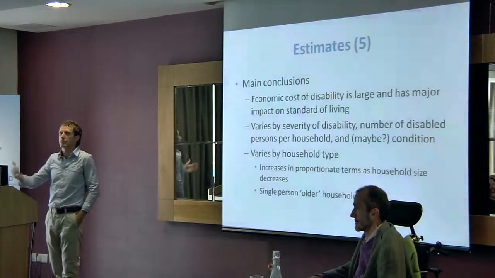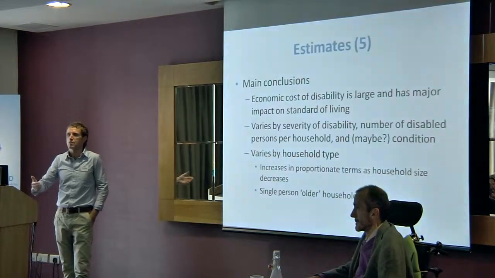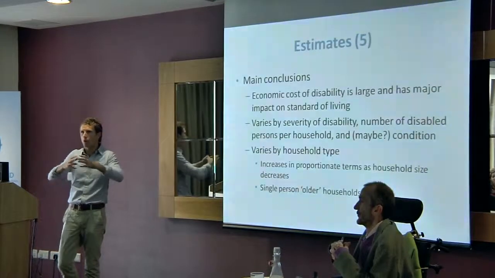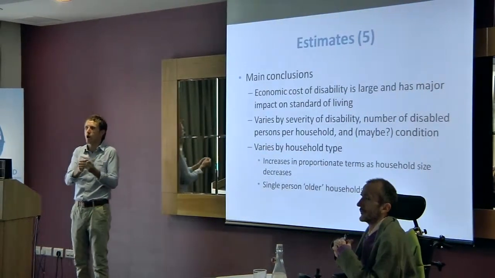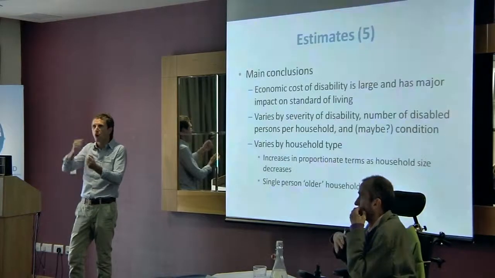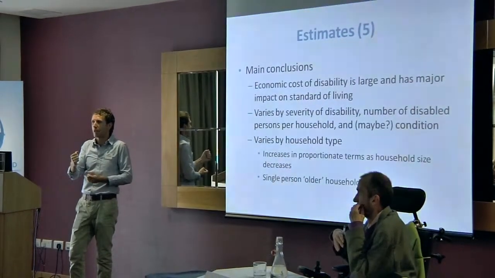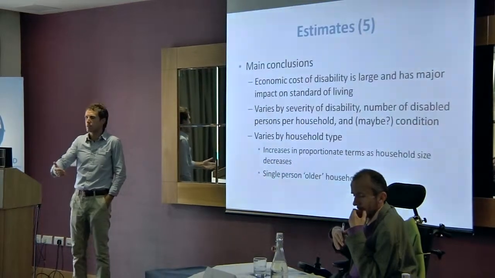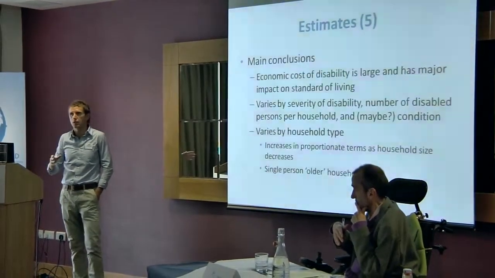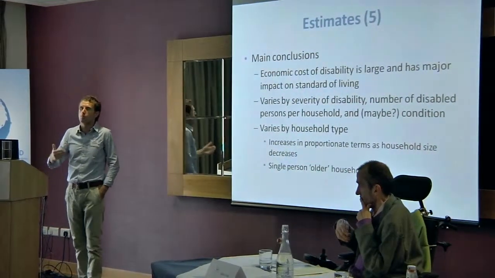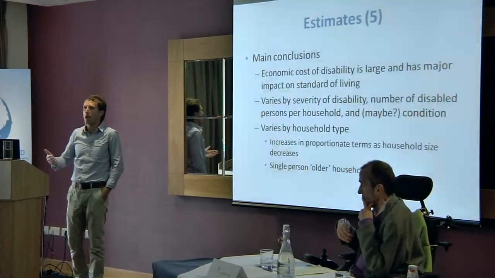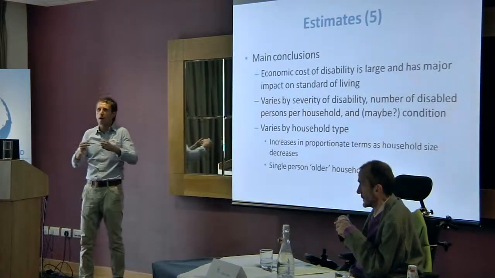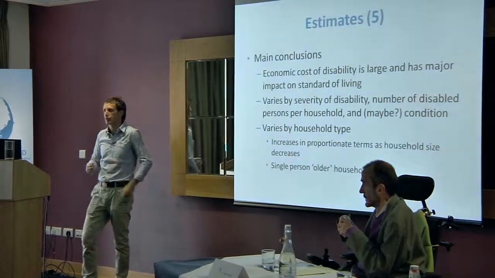Main conclusions here are that the economic cost of disability is large. It has a major impact on standard of living. Okay, that's what our evidence is showing. We have some headline numbers, but what I would be saying is, look, these headline numbers are not as important as saying these costs are driving down the standards of living of disabled households. It varies by different types of household, by the severity of the disability. We found in previous work that it's particularly severe for single older men living alone in isolated communities. We found extremely high costs. So we can do this sort of analysis by household type and identify those who are most affected by these additional costs.